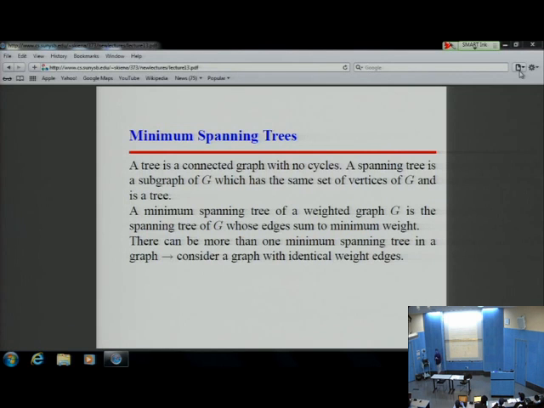Which graph has the most spanning trees? Yeah, a complete graph. Does everybody agree that if I have a complete graph, then there are going to be a large number of spanning trees? How many spanning trees will the complete graph have? Can anybody give me a number? Yeah? How many?